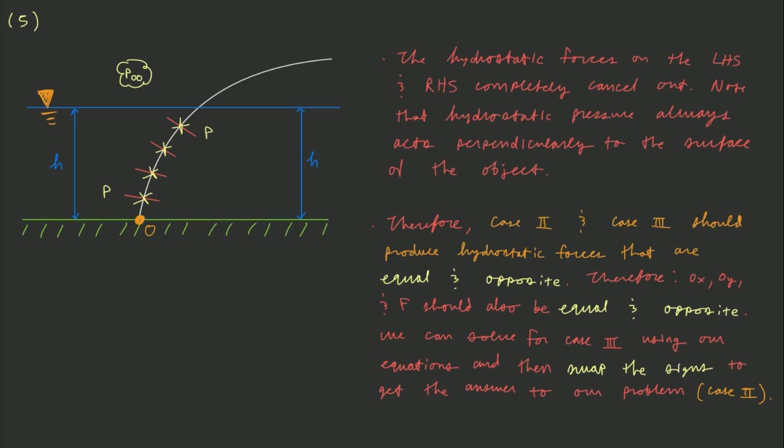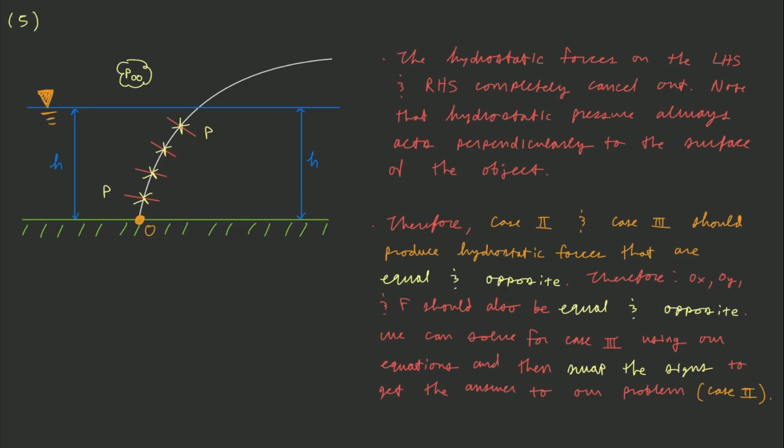In this slide, we're elaborating the results from the previous slide a little bit more. It says the hydrostatic forces on the left-hand side and right-hand side completely cancel out. Note that hydrostatic pressure always acts perpendicularly to the surface of the object. You can see on the left-hand side, the pressure forces are acting perpendicularly to the gate, and on the right-hand side, the pressure forces are acting perpendicularly to the gate.